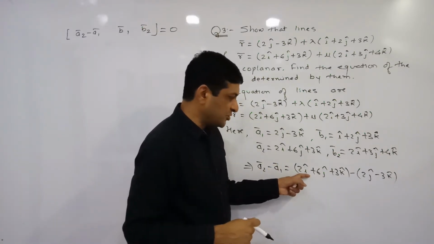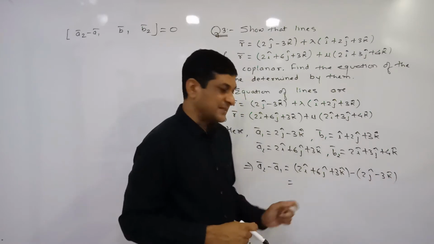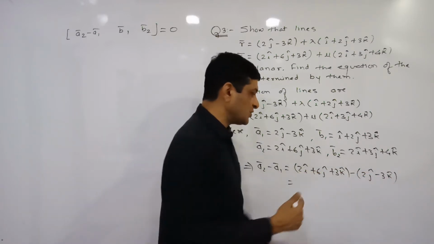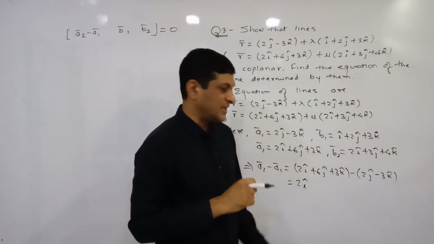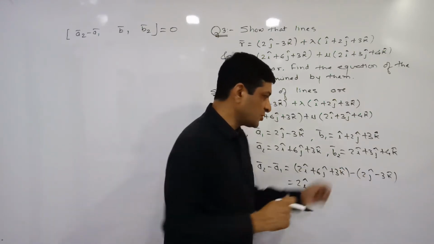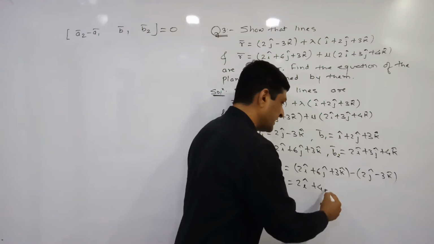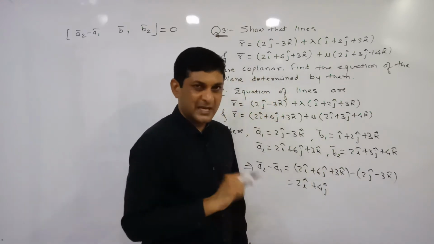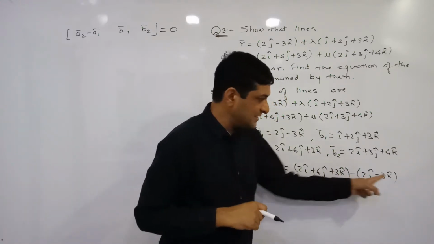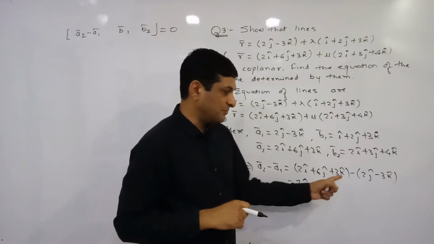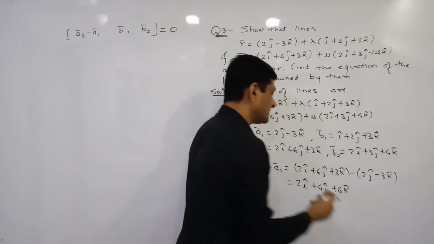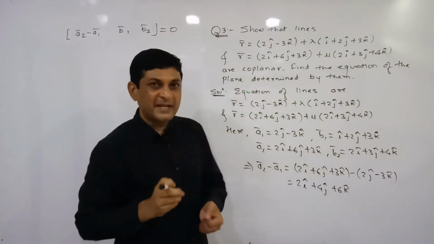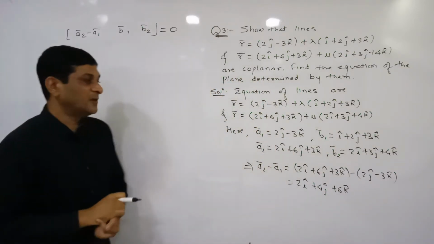The term of i cap is 2 and here the term of i cap is missing. It means 2i cap minus 0i cap will be equal to 2i cap. Then collect the terms of j cap. 6j minus 2j will be equal to 4j. Lastly, collect the terms of k cap. 3k cap minus means plus 3k cap. 3 plus 3 will be equal to what? 6k cap.